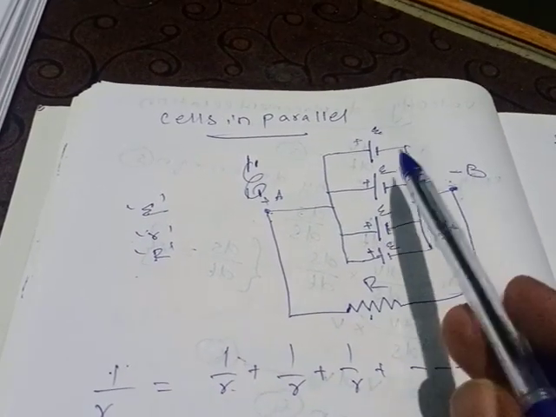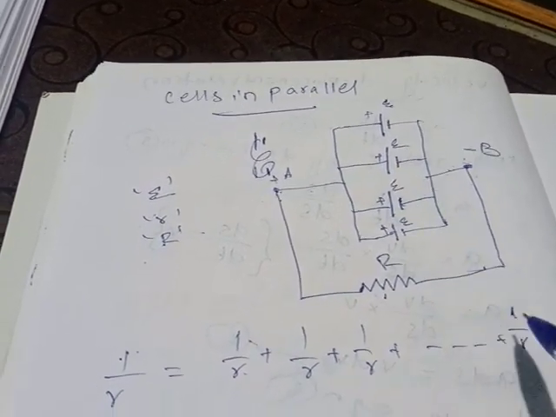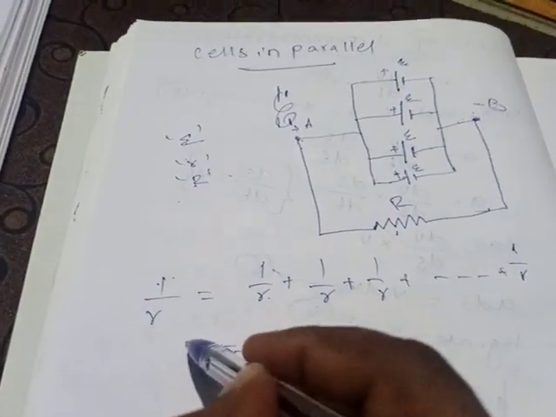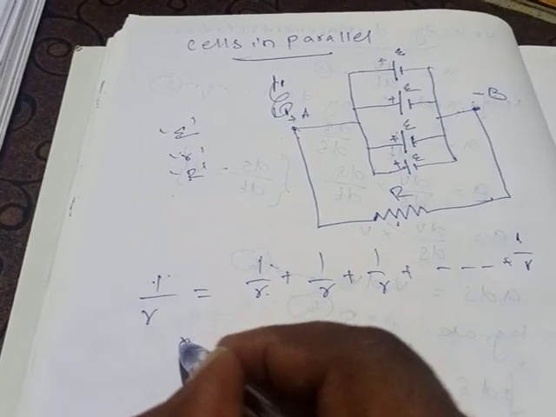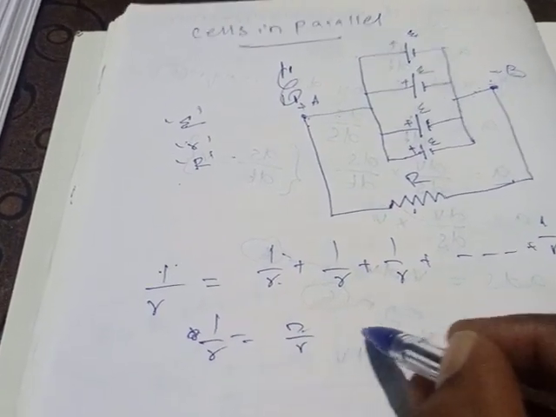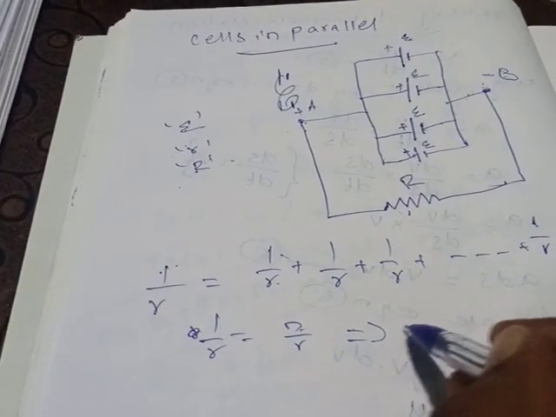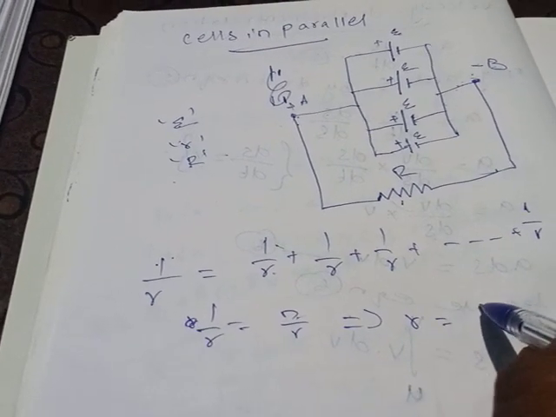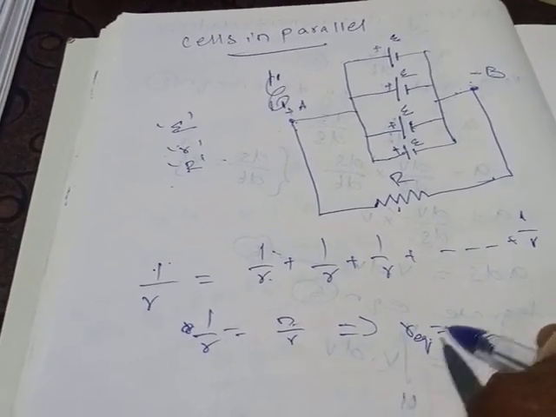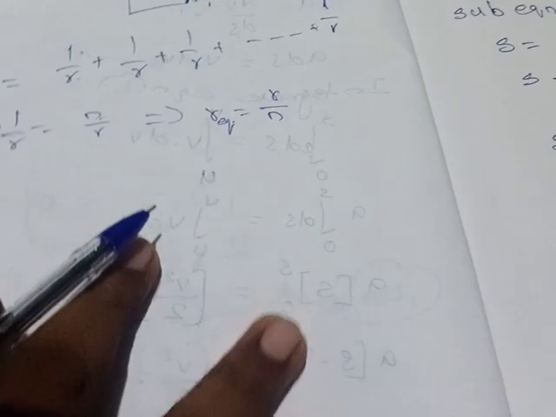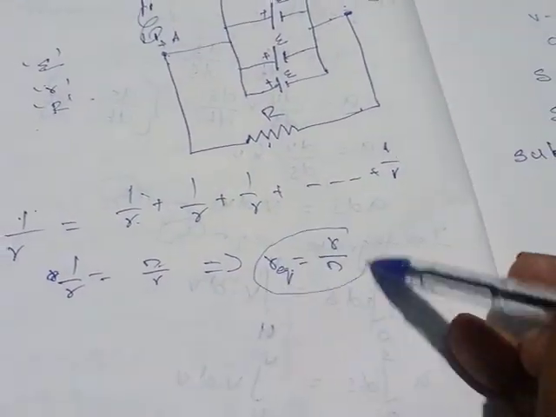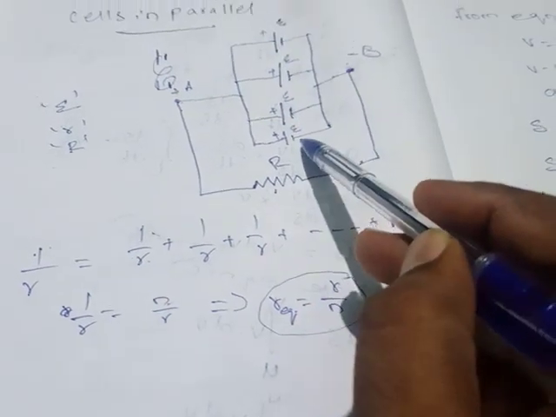So 1 by R, 1 by R, 1 by R, like that for n cells is n by R. So for the equivalent resistance, 1 by R equivalent is equal to n by R. Taking the reciprocal, the equivalent resistance is R by n. Okay, now what is the total resistance in this circuit? This resistance is only for these n cells.